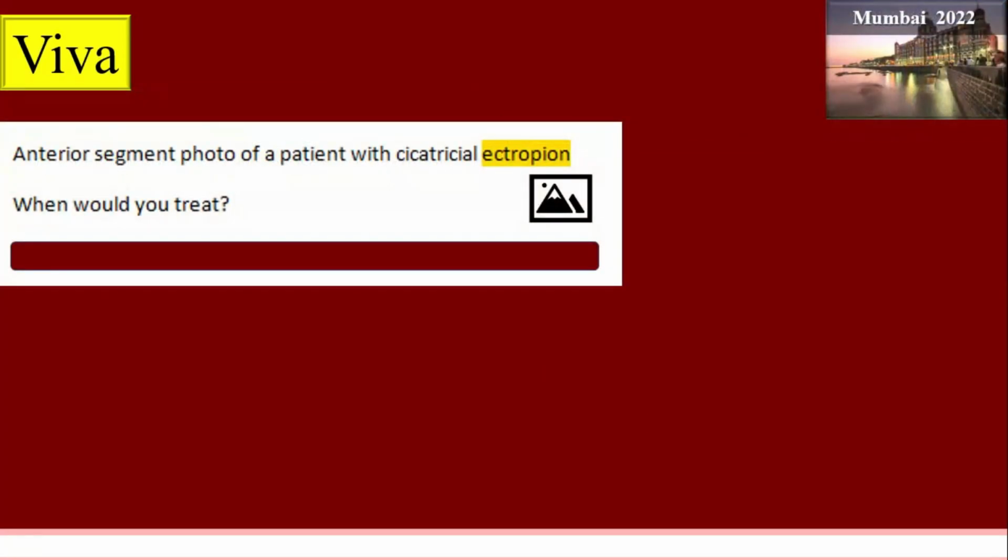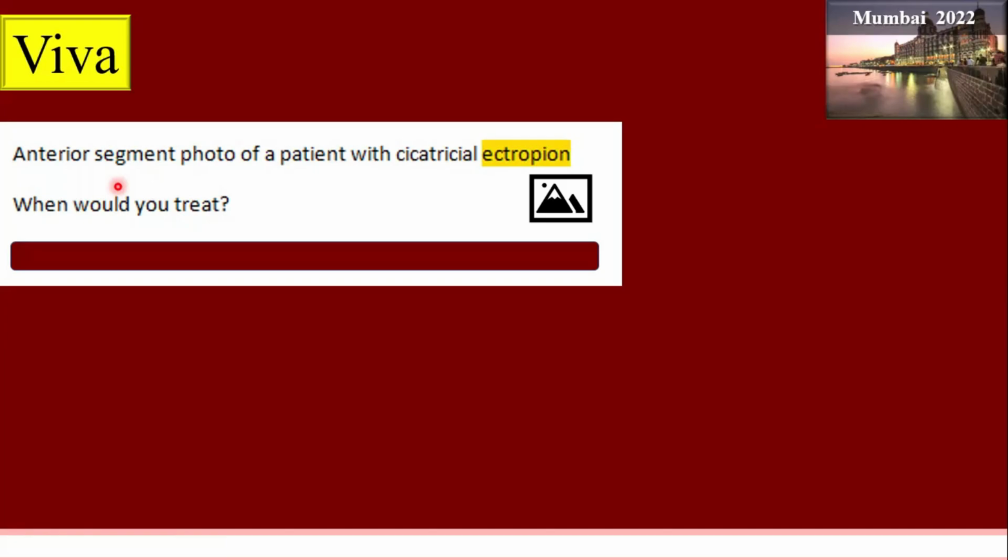And this is from Mumbai, 2 years back. So here, can you read this experience? Read it out loud. Anterior segment photo of a patient with cicatricial ectropion. When would you treat? So I think how, not when. But anyhow, do you have any comment about the way of writing here? Is there any improper word choice? Anterior segment photo of a patient. Yeah. What's the meaning of anterior segment photo? Usually we say this word or this description on what?